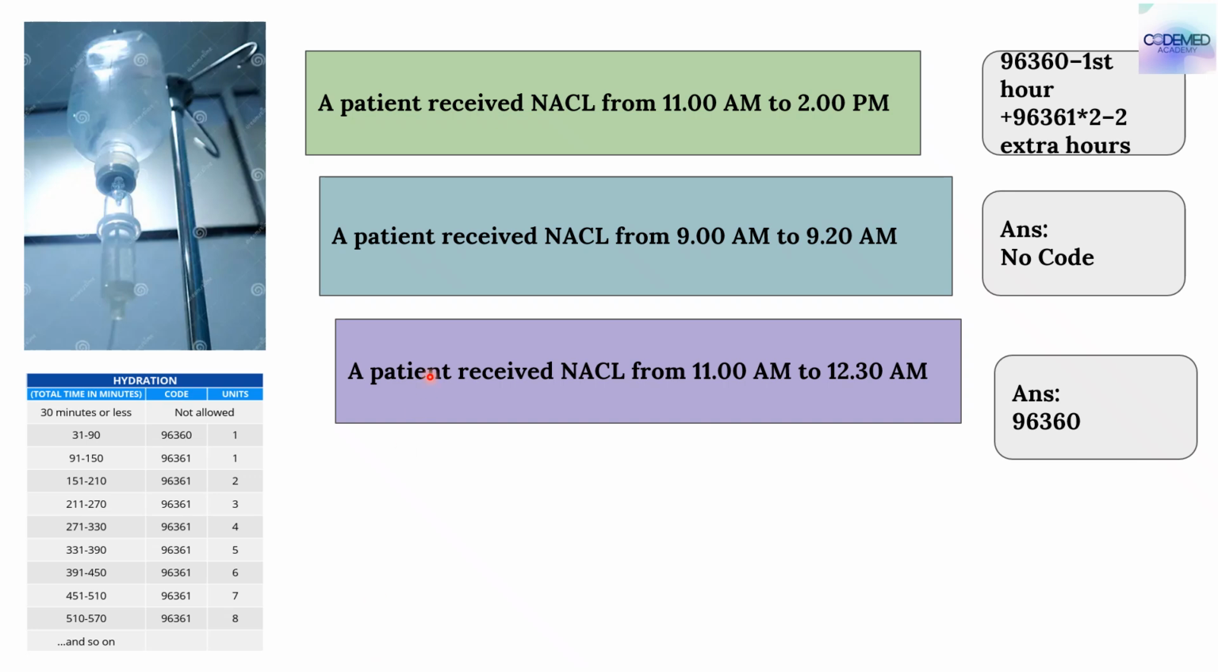Now let us try and understand the hydration coding. A patient receives the sodium chloride hydration from 11 a.m. to 2 p.m. That means how many hours? That means a minimum of 3 hours. 11 to 12, 12 to 1, 1 to 2. So how will I code it? In that case, I will code 96360 for the first hour and 96361 for the 2 hours.